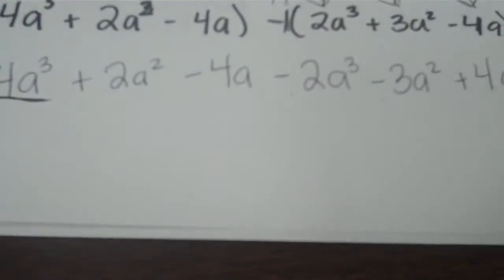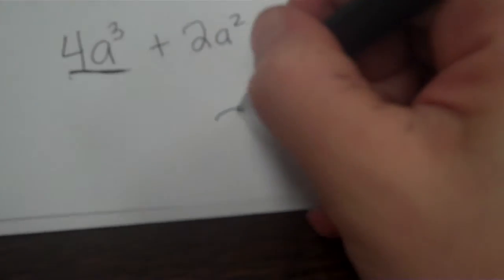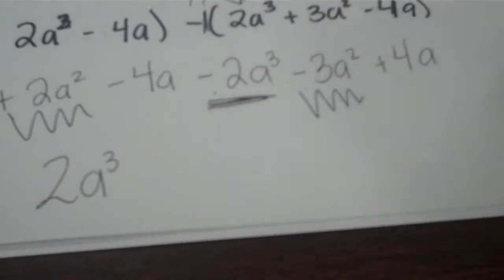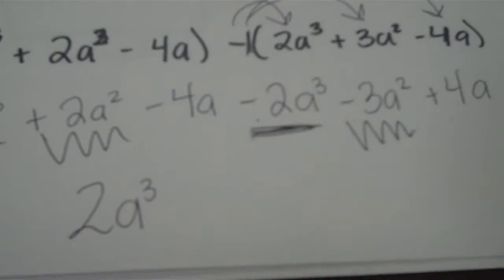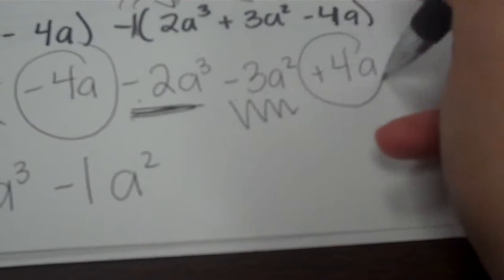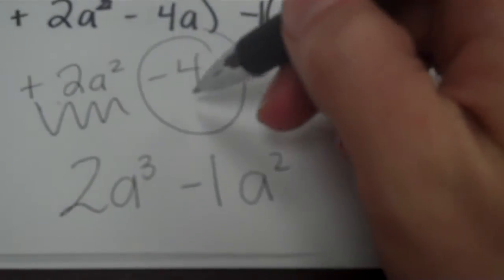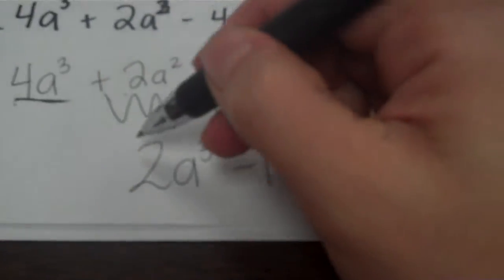Here's a cubed, and here's a cubed. So 4 minus 2 is 2a cubed. Okay? Then I have 2a squared and minus 3a squared. So in your head or in the calculator, 2 minus 3 is negative 1a squared. And then I combine my a's. Negative 4 plus 4. But negative 4 plus 4 in your calculator is just 0. So don't put plus 0a, it just goes away. It's 0, and then this is your answer.